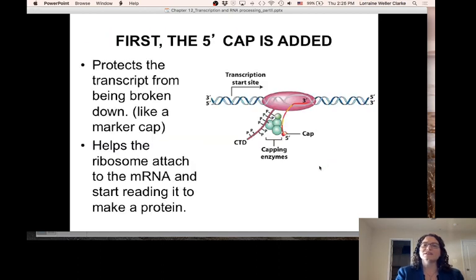All right. Again, first the cap is added. That cap can actively be added while the transcript is still being built, while transcription is still occurring, okay? Again, it protects the transcript from being broken down. It's like a marker cap, or like if you're carrying a message in a tube, it's the cap on the tube, okay? It's just protecting it so that it makes it, and the end does not degrade because the 5' cap is pretty stable, okay? It also helps our ribosome attach to the mRNA, and it knows where to attach because it detects that 5' cap.